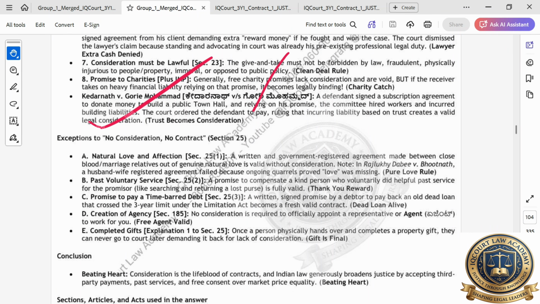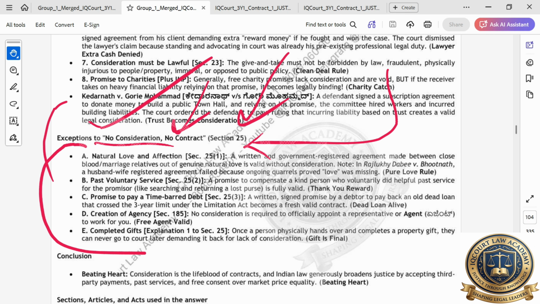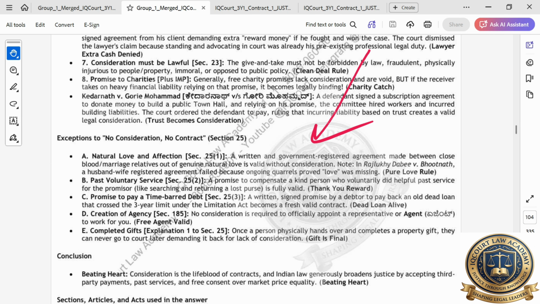He will ask Section 25. So many sections are there. You don't study everything. You just study which are all important. Natural love and affection. See, without consideration also the contract will be valid, I mean in these circumstances. A written or government registered agreement made between close blood or marriage relatives out of genuine natural love is valid without consideration. These are all things you have to write.